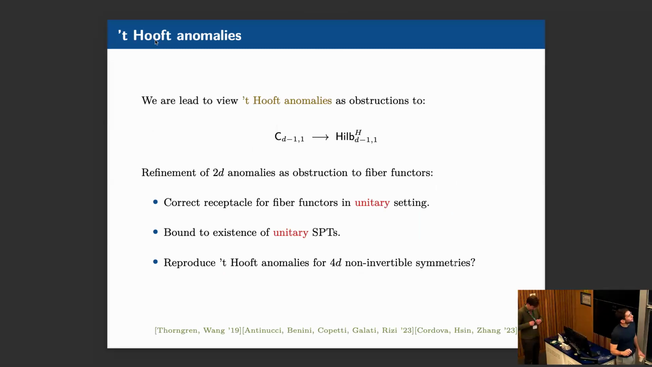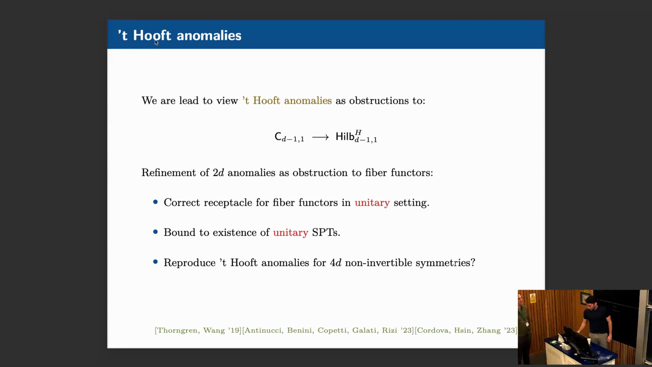In particular, in 2D, we know that this should be seen as an obstruction to fiber functors. And the natural suggestion is that in order to account for unitarity, this should actually be substituted by an obstruction to some sort of unitary functor into the correct versions of your Hilbert spaces. And this, of course, is bound to the existence of unitary SPTs that can realize this symmetry, rather than some generic SPT that might not be unitary.